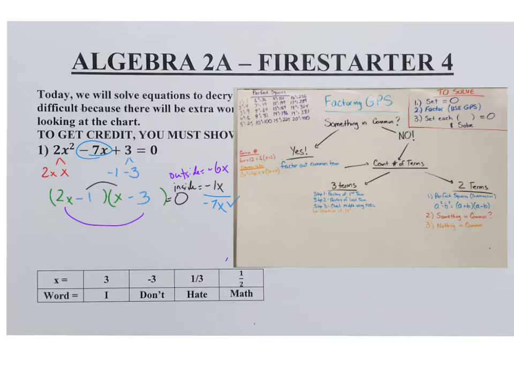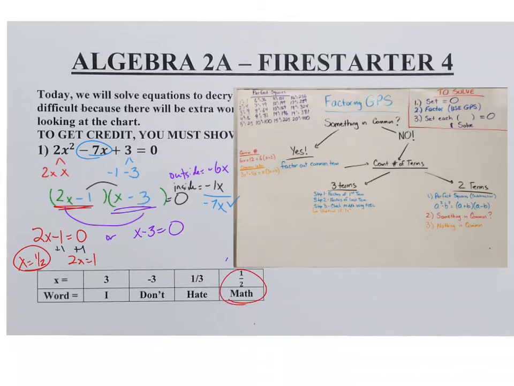So we factored it. If I'm following my steps, I did the factoring part. Now I have to set each parentheses equal to 0 and solve. So first I'm going to set this set of parentheses equal to 0. I'm going to say 2x minus 1 equals 0. And I'm going to set this parentheses equal to 0. So now I solve. I add 1 to both sides. I get 2x equals 1. I divide by 2 on both sides. I get x equals 1/2. That's my first answer.